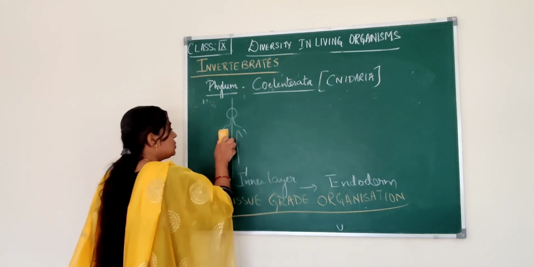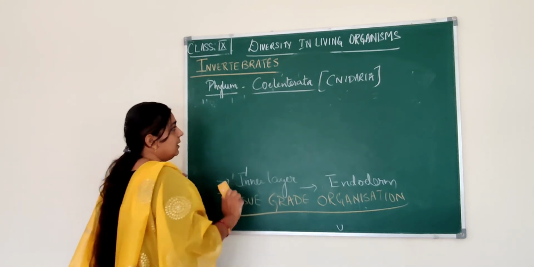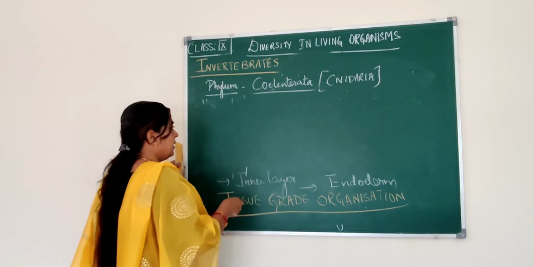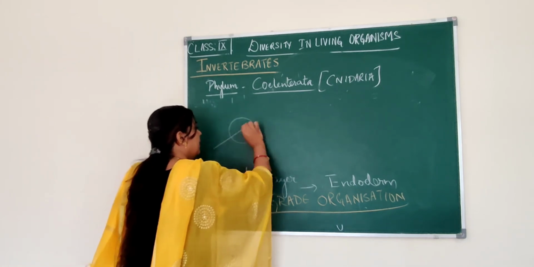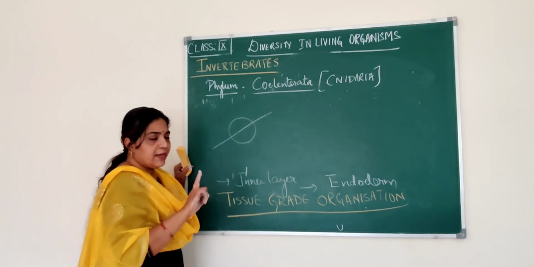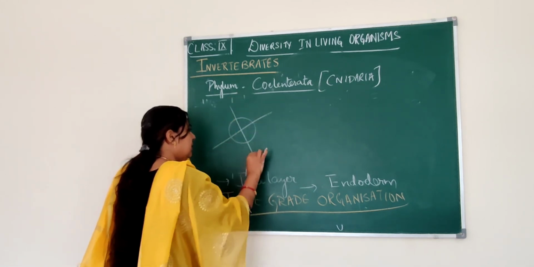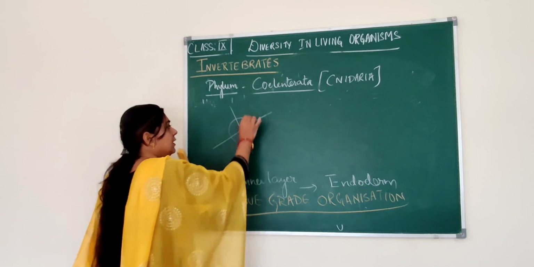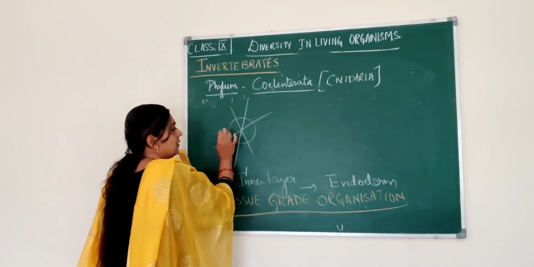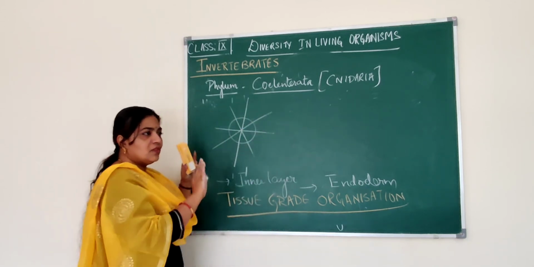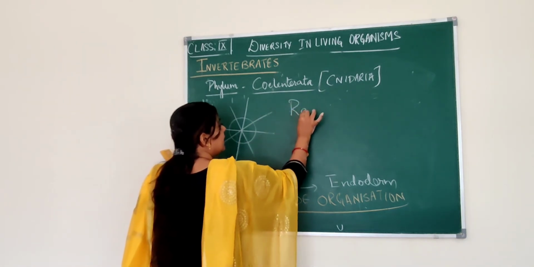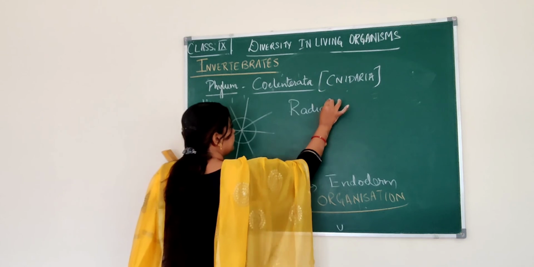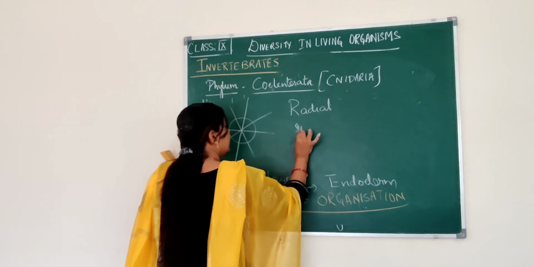But in case of Coelenterata, you can cut the organism through any plane. You cut like this, you get two equal halves. You cut them like this, you get two equal halves. You cut them like this, you get two equal halves. Or like this. So this kind of symmetry is called radial symmetry.